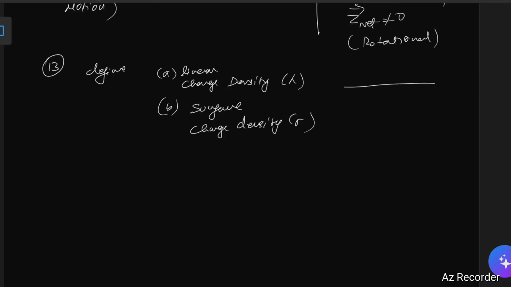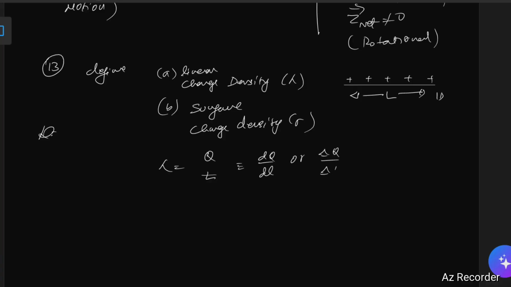If I have a one-dimensional object, a wire or something like that, the charge should be uniformly spread. If that is the case, then linear charge density is defined as lambda equal to the charge, whatever charge is here, divided by the length of that one-dimensional object. Sometimes you can write it like this, or as dq by dl, or delta q by delta l. They are all equivalent. So this is the formula for linear charge density.